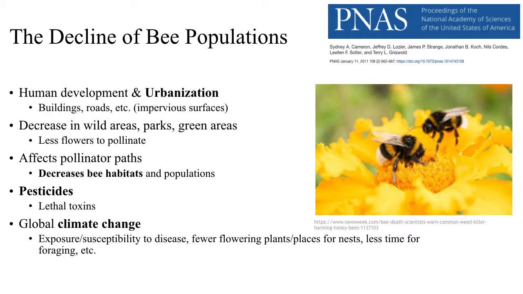Scientists have seen a dramatic decrease of bee populations for many reasons. Human development has affected their population because of the increase in buildings and roads, which decrease wild areas, parks, and green areas. There are fewer flowers for them to pollinate, which affects pollinator paths.